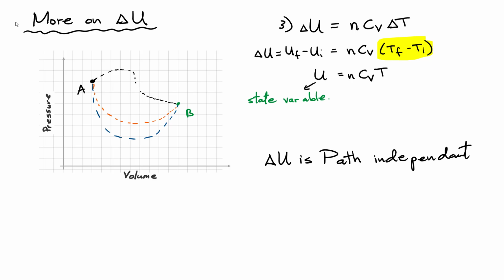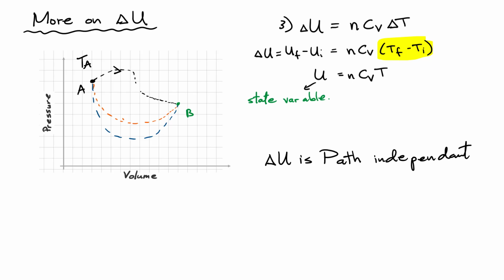Again, I said that U is a state variable, which is defined in terms of the temperature of that gas. And everywhere on this PV diagram here is defined by one temperature. So imagine you start over here at point A. Point A is defined with some initial temperature. And let's assume here that I work my way to point B.